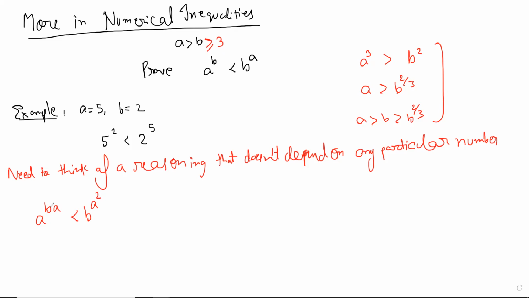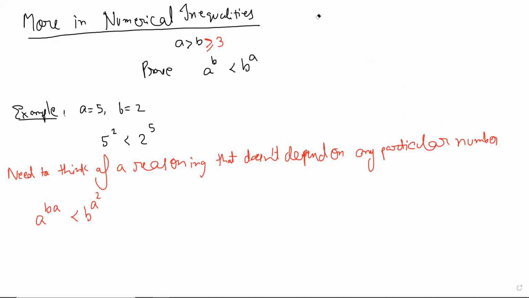Yeah, but b is less than a, that's the twist, right? Yes, a is bigger, but b is getting multiplied more times. Okay, so that's what you're saying is kind of an intuition maybe, right?